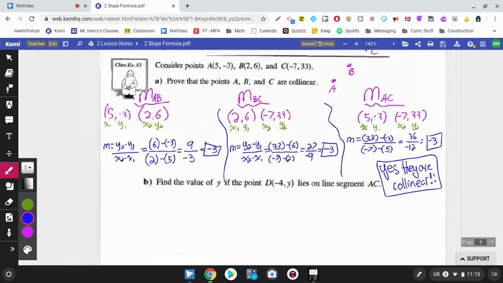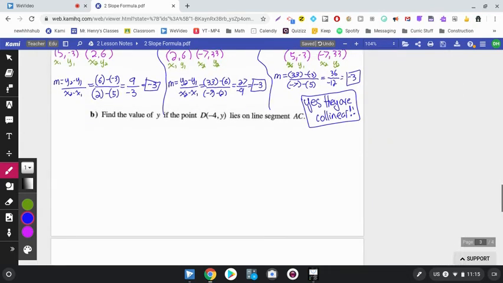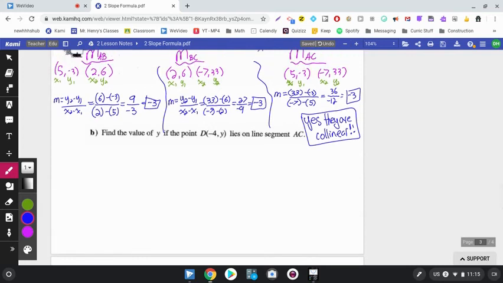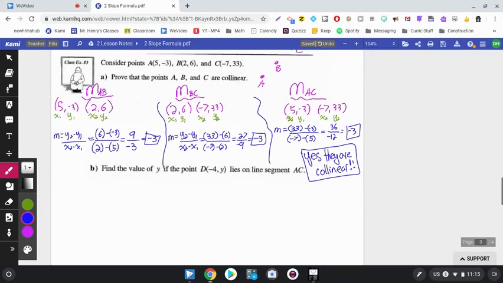Okay, last question for today. It says find the value of y if the point negative 4, y lies on the line segment AC. Okay, so this is the line segment we just talked about. This is kind of a separate question. They connected it with this one, but this is something I would show you where it would give you some points, with a missing value in one of them, and then it would give you a known slope, right?